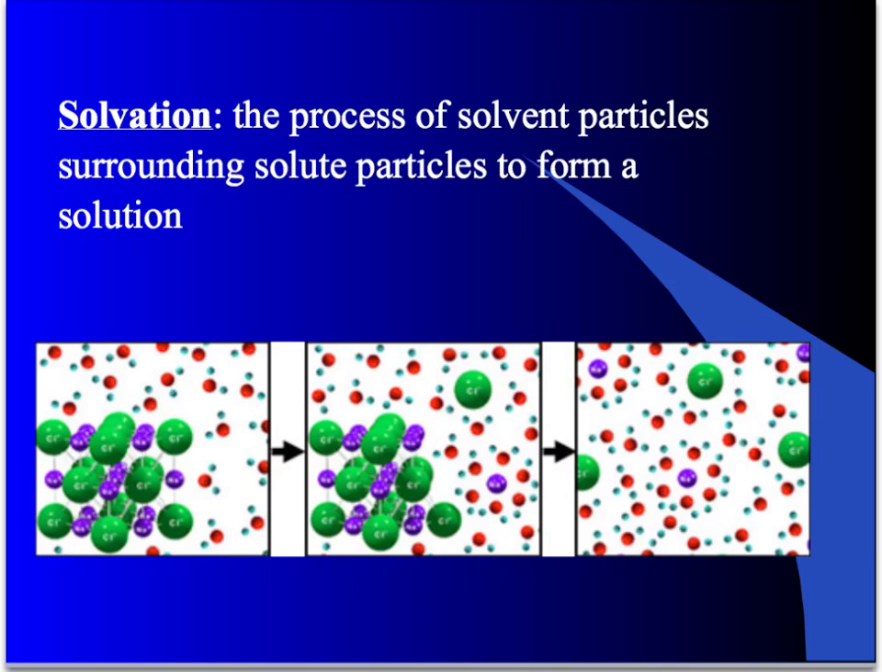The process of forming a solution is called solvation, and that's when solvent particles surround the solute. And you can see that in the picture below. The solute is the green and blue molecule here, and the solvent is all that other stuff around it that's surrounding it and breaking it into little pieces.